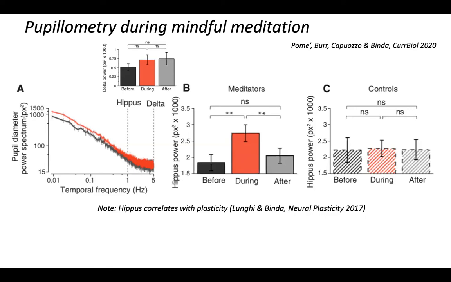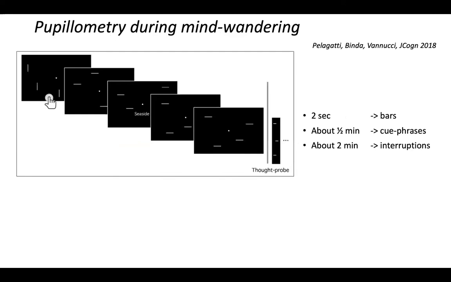Which gives me the opportunity to move on to the next study, because when we are asked to relax, we actually engage in a different cognitive task, which is called mind-wandering. Mind-wandering has been studied in association with pupillometry, but unfortunately different papers have given opposite results. So we tried our hand at this problem using a paradigm that has been extensively studied by a colleague of mine at our sister University of Florence, which is summarized here.